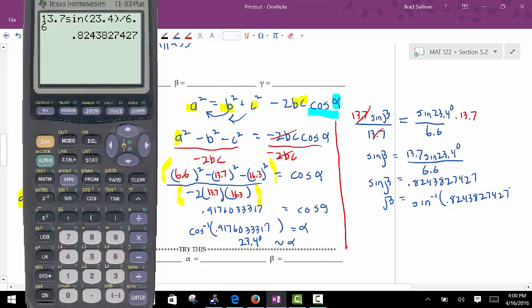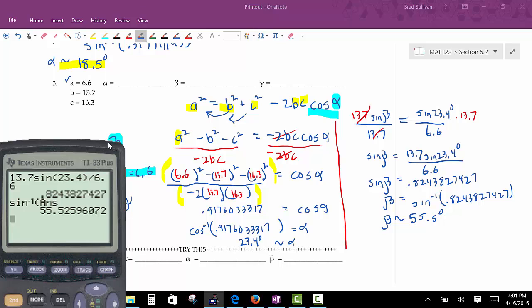Then I can go to the calculator and do that. So what I'm going to do is just go inverse sine, use the answer key because the last calculation is stored. So that's going to be beta is approximately equal to 55.5 degrees. Okay, so now I've got the second thing. So I've got alpha now, and now I've got beta. So let's just record those. Alpha is 23.4 degrees. Beta is 55.5 degrees.